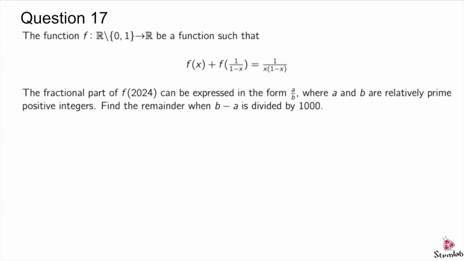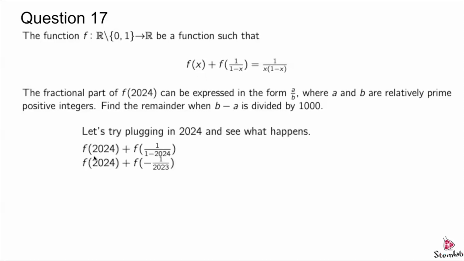Okay, so here, we're given that 0 and 1 are not part of the domain. So we can't really use 0 and 1 to test out whether we can find a pattern here. And this also doesn't look like any special function, like the product of exponentials or logarithms or things like that. So we just went ahead and plugged in 2024 just to see what happens or if we can find a pattern. Turns out, if the first input is 2024, the second input, 1 all over 1 minus the first input, can be simplified to f of negative 1 over 2023.